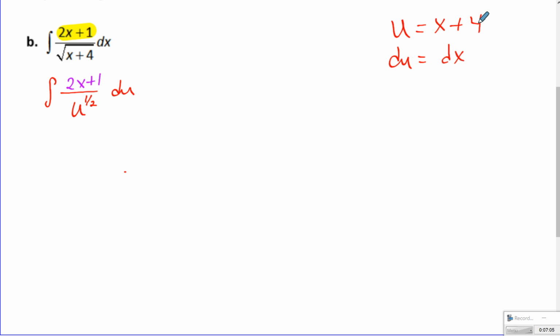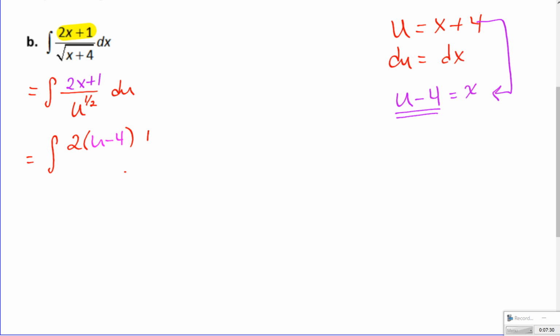So I need to solve this for x, which would look like u minus 4, wouldn't it, equals x. So now I can take u minus 4 and put it in for x. So this will create an integral of 2. What are we putting in for our x? Oh, that's right, u minus 4, and then plus the 1, all divided by u to the 1/2.